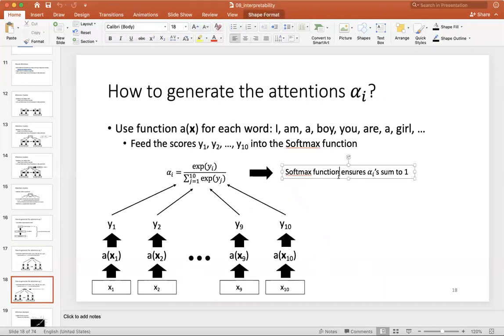So the softmax function ensures that all the alphas will sum to 1. In this example, I explicitly put x into the attention function and derived y. But what you typically do in the RNN setting is you put x's into your RNN, and then you get the hidden layers, H1, H2, all the way to H10. You put those H's into the attention function. So instead of putting your input directly into your attention function, you typically put your hidden representations into your attention function.